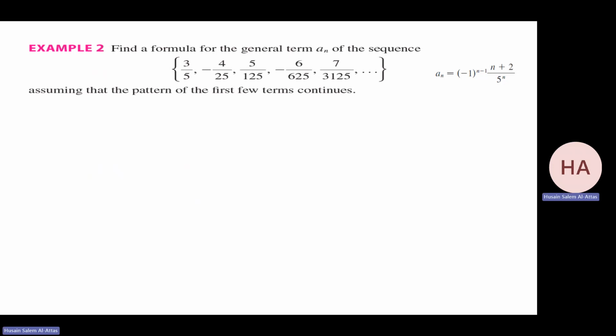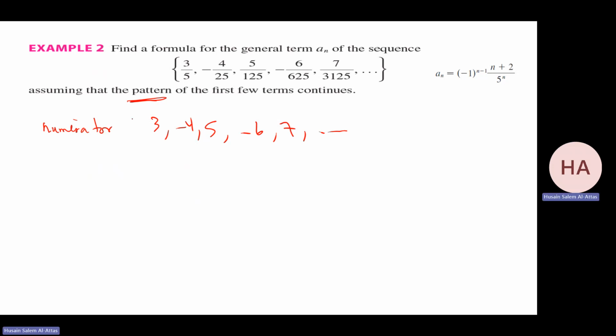Assume that we have a pattern. One of the things to think about is to split the numerator and the denominator. Sometimes no need, sometimes yes. So I have in the numerator 3, minus 4, 5, minus 6, 7, and so on. It's clear that it's 3, 4, 5, 6, 7. So how to write this?